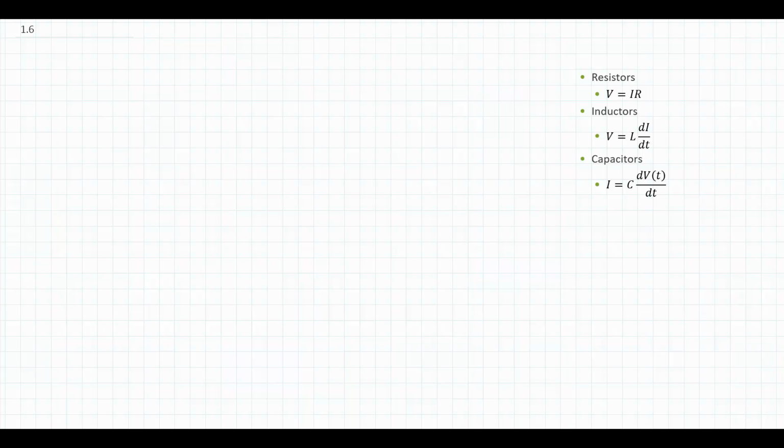Now we'll look at some very simple electric components, a resistor, an inductor, and a capacitor, to see the relationship between the voltage and the current going through these simple elements. First, we'll look at a resistor. So let's say we have a resistor here, and in this case, we'll have a resistance of 10 ohms. And we'll have a current going through of 3 amps.